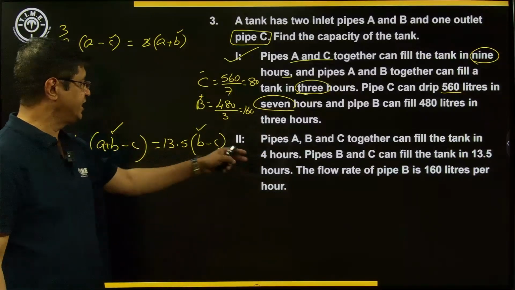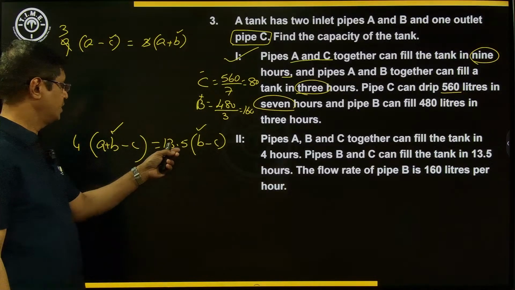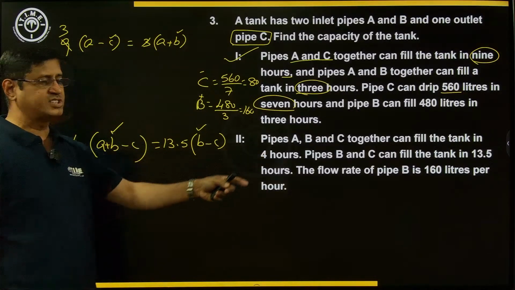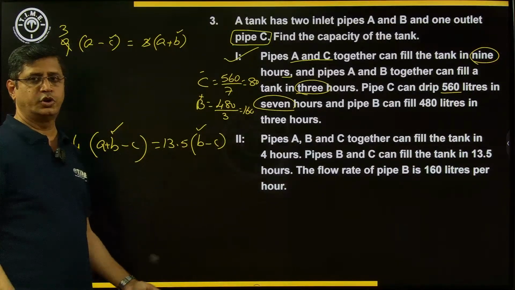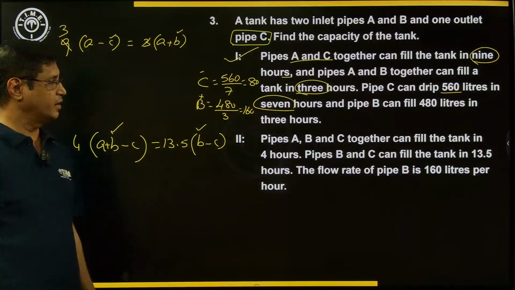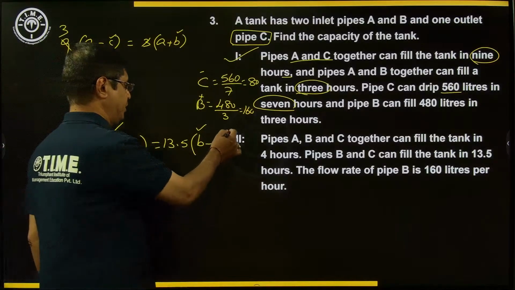By using the second data, I am making an equation here. Just look at this one. The value of B is given as 160 liters per hour. What about A and C? We don't know. Here, it is not possible to find the answer with the second independently.